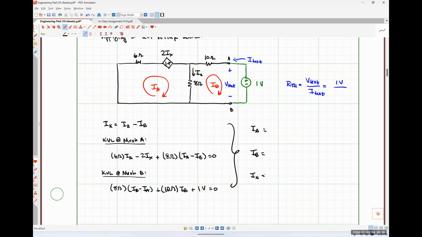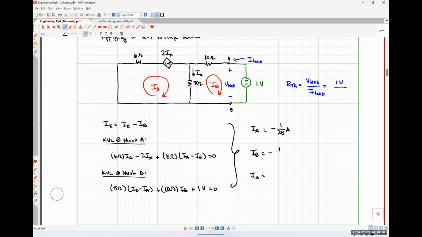And in my third equation, my coefficient for IA is -8. My coefficient for IB is 8 plus 10, or 18. My coefficient for IX is 0, and my constant term will be -1 when I move it over to the other side of the equal sign. And in solving this, I get IA is -1/28 of an amp.